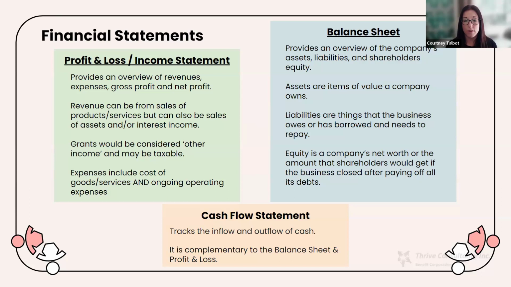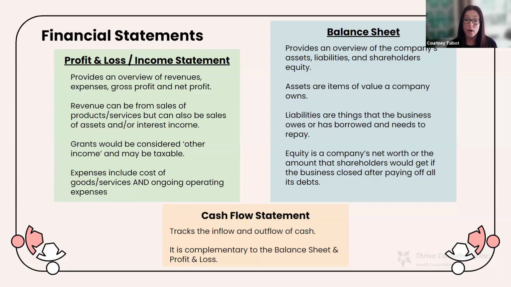So what you'll see on a profit and loss or income statement is an overview of the revenues and expenses. And you'll notice two things on a P&L as well, gross profit and net profit. Revenues can be from the sales of products and services, but can also be other revenue items, such as if you sold an asset, or maybe you're getting interest on something, maybe money sitting in a bank account. Those are other forms of revenue. Grants can be considered other income and may be taxable depending on the type of grant.